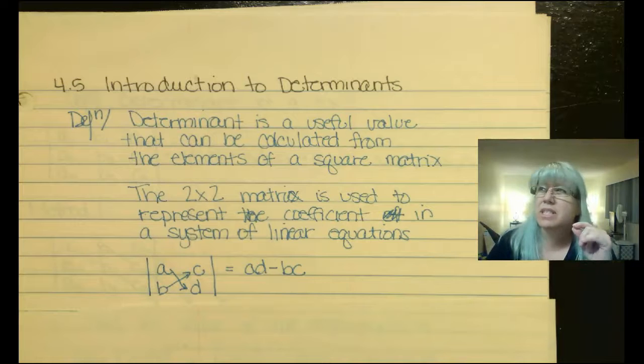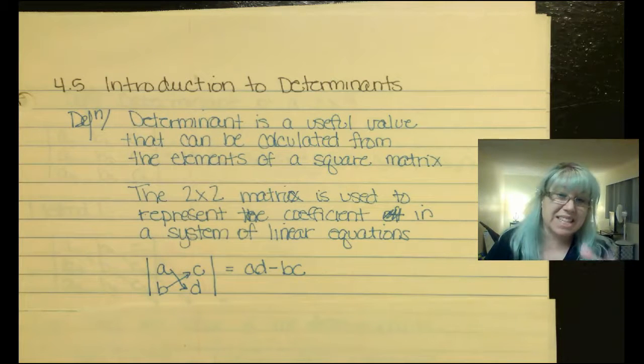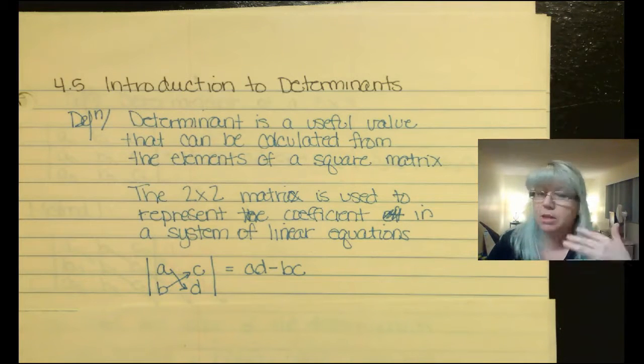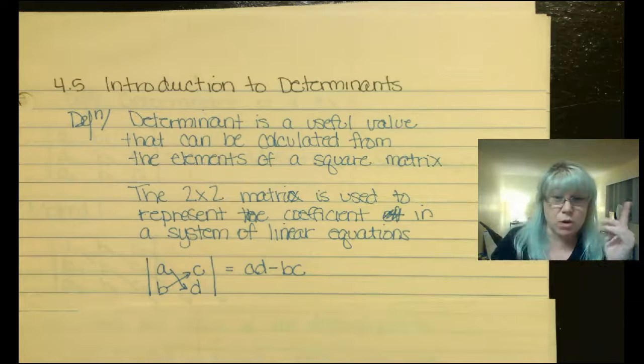So this lecture is not necessarily about what a determinant stands for or what it means. It's mostly how to calculate a determinant. A determinant, we're just going to take as a useful value, and we can calculate it from a square matrix. A square matrix is just a set of values set up in a square, so the same number of columns as rows.